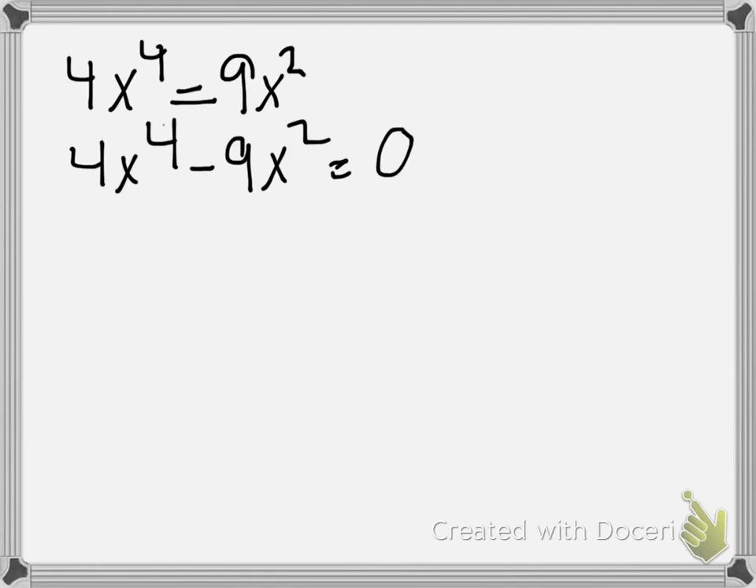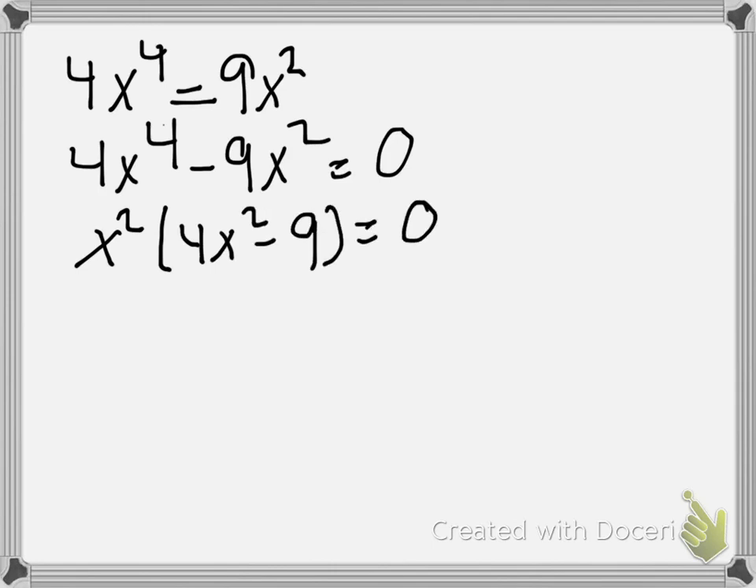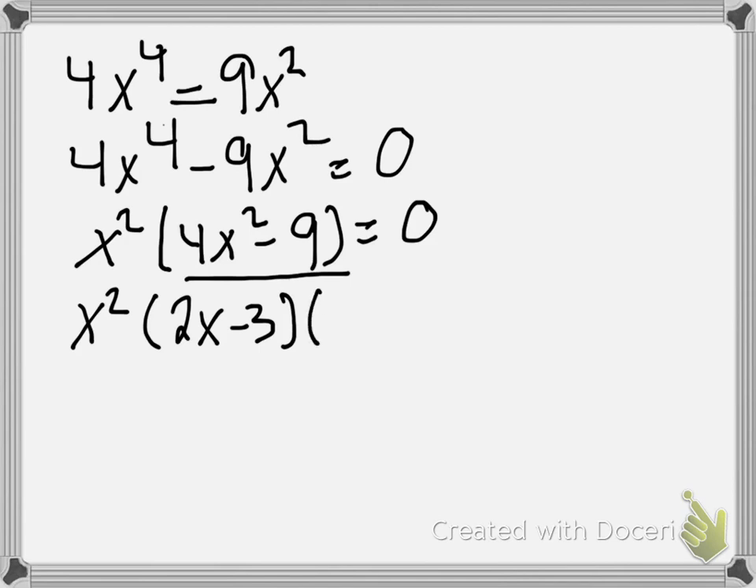Again, take out that greatest common factor. So I'm going to have x squared times 4x squared minus 9 equals 0. Once again, I do have a difference of perfect squares here. 4x squared minus 9 is perfect squares. So I'm going to have x squared times 2x minus 3 and 2x plus 3 equals 0.